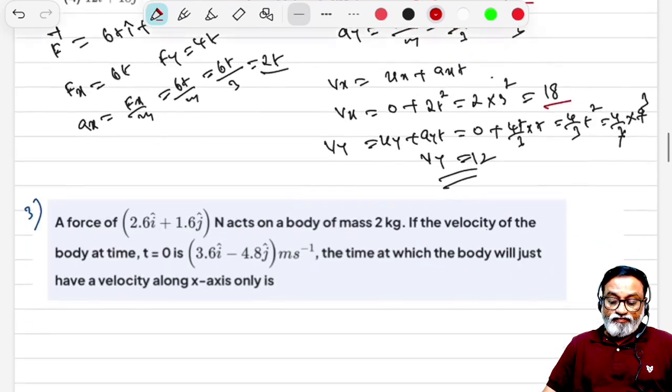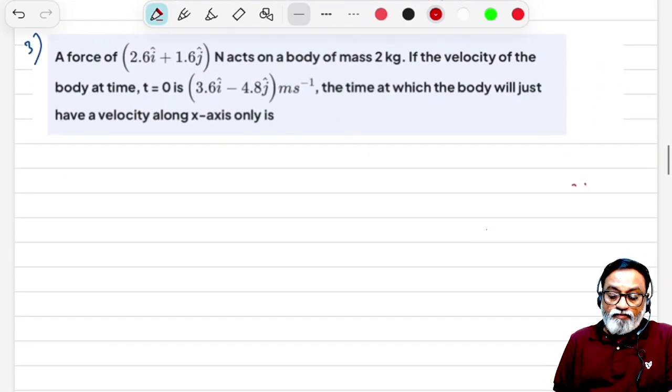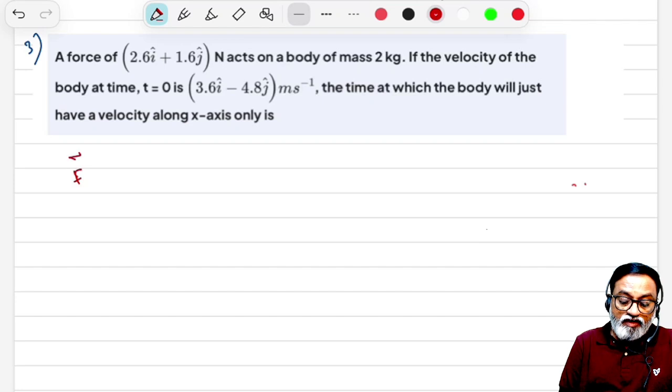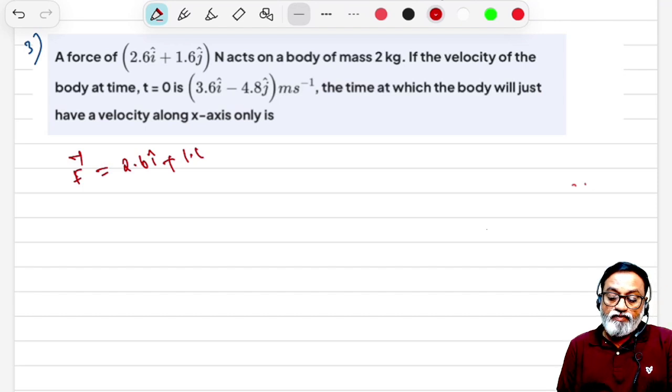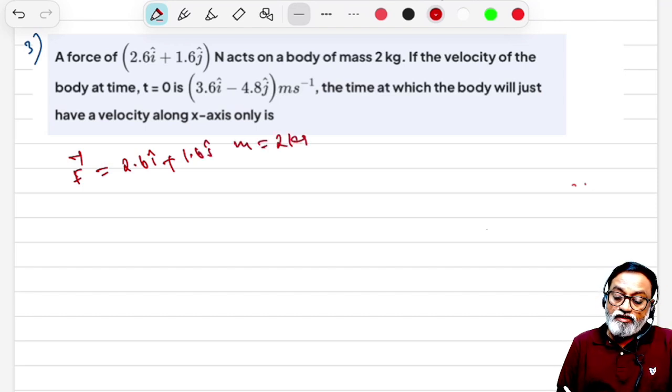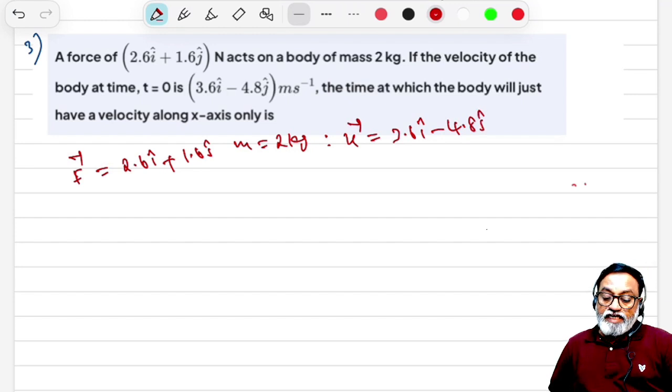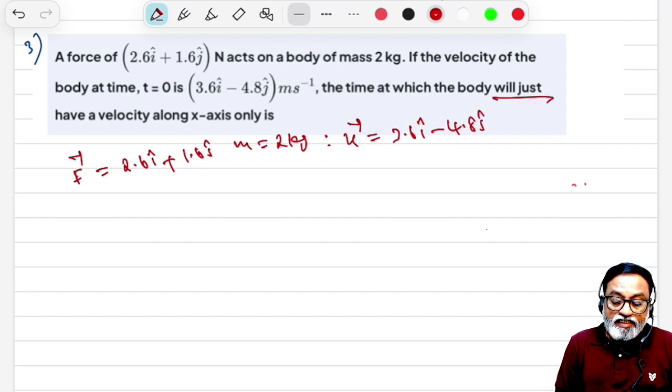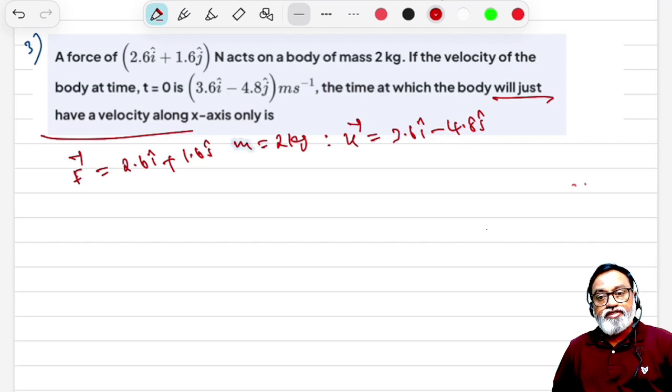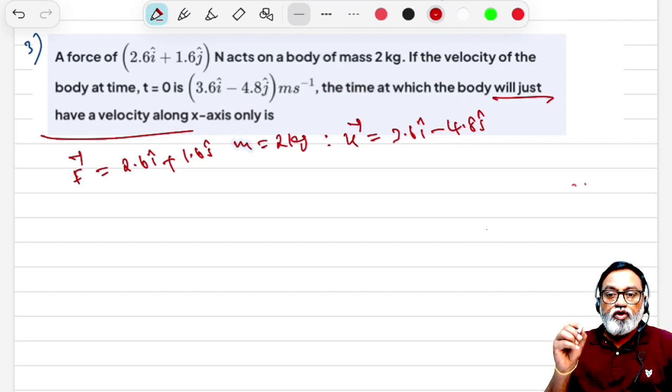This is the velocity. See, another problem, here force is given, F bar is equal to 2.6 i cap plus 1.6 j cap. Mass of the body is 2 kg. Its initial velocity is given, u bar is equal to 3.6 i cap minus 4.8 j cap. Find the time at which the body will just have velocity along x direction. Means the component in y direction is 0.